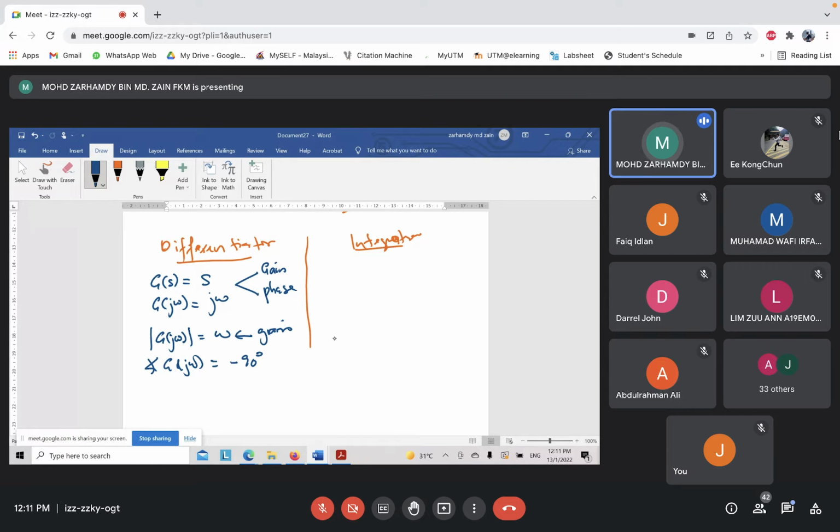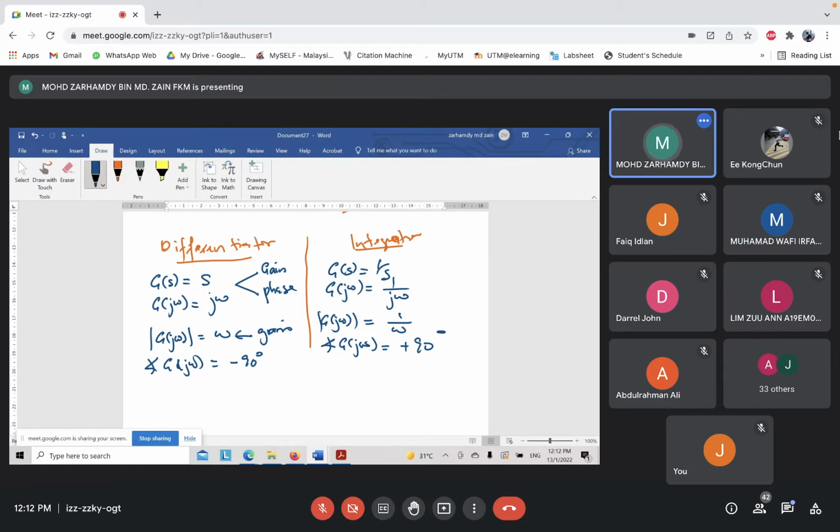Opposite to the differentiation, we have integrator where we have G(s) equal to 1 over s. So we need to substitute j omega because we refer to the frequency response. So we have 1 over j omega. Then for the gain of the integrator, we have gain equal to 1 over omega. And we have phase. For this type of integrator, we have the phase of G(j omega) equal to negative 90 degree. Okay, biar dulu.